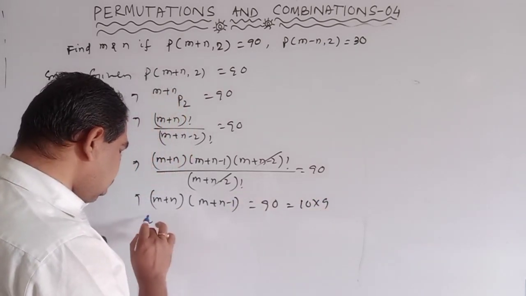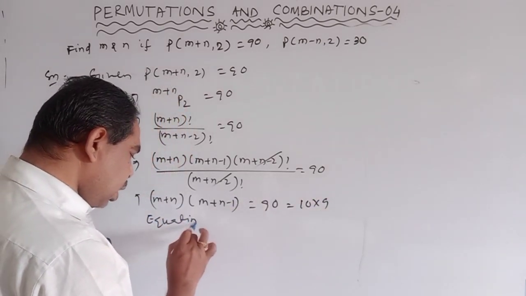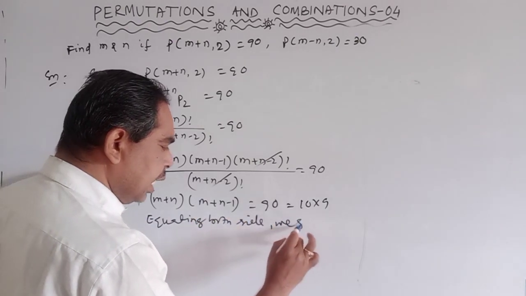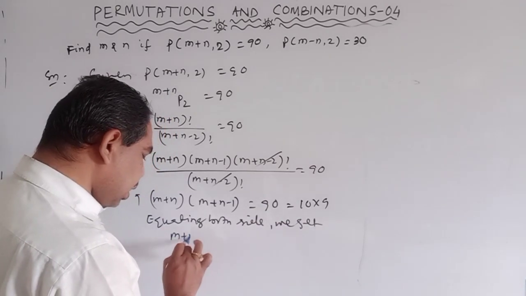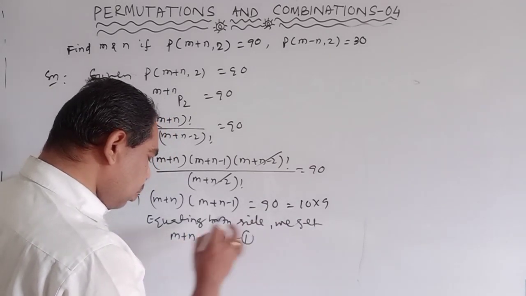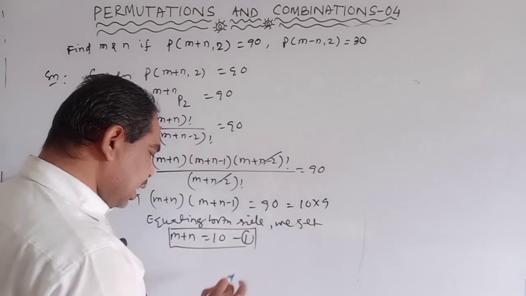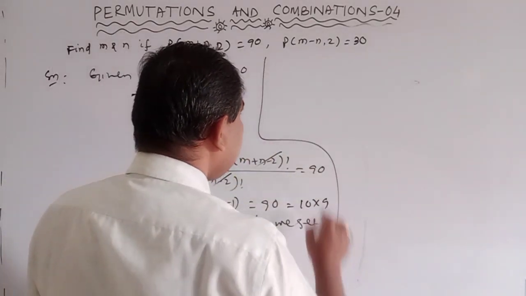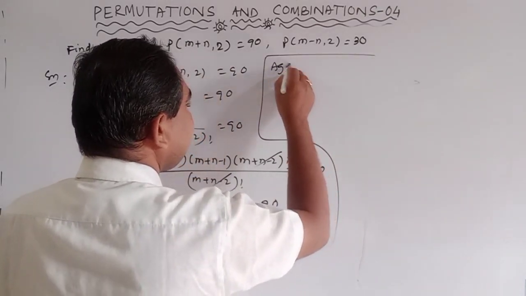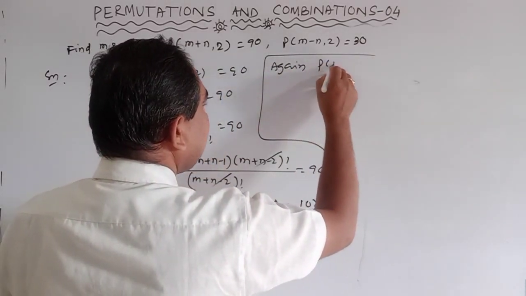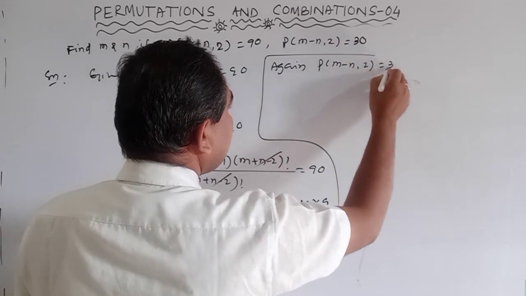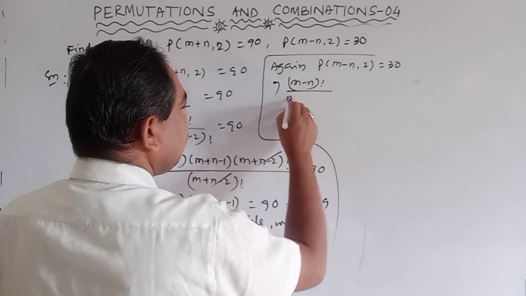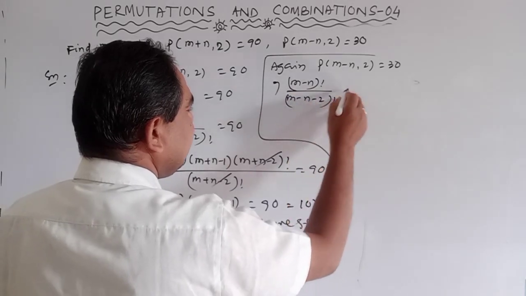So equating both sides, we get m plus n is equal to 10. This is equation 1. Again, P(m minus n, 2) is equal to 30. This is m minus n factorial divided by m minus n minus 2 factorial is equal to 30.